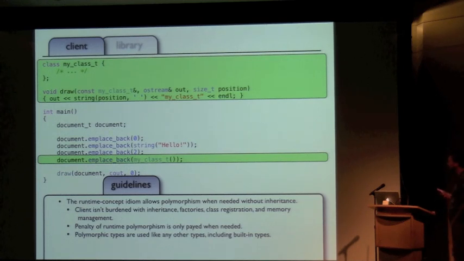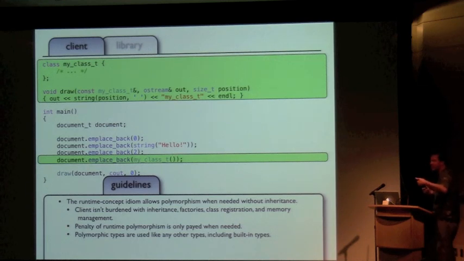The penalty of runtime polymorphism doing it this way, as opposed to doing it through inheritance, it turns out, is worst case the same. I still just have one virtual function called dispatch under the hood, but now my client doesn't have to new their objects, and my client can deal with their objects in a non-polymorphic fashion if they're not dealing with my container.